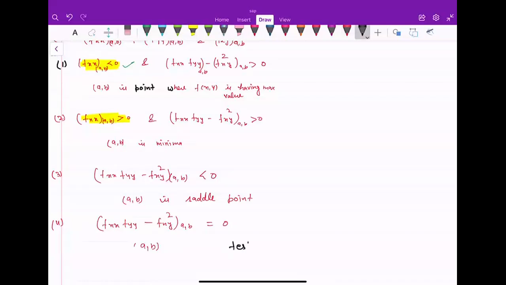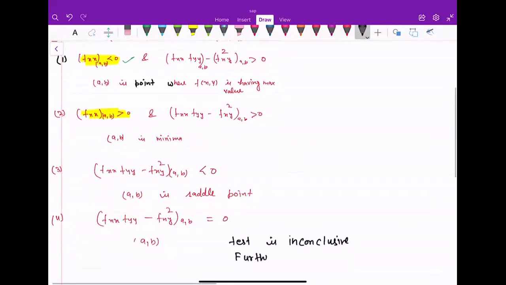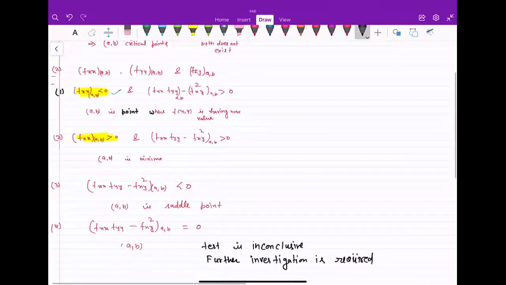Test is inconclusive means what? We require further investigation. It means we cannot say whether the point is maxima, minima, or saddle point. Further investigation is required. So these tests are not enough to say something about the point AB.